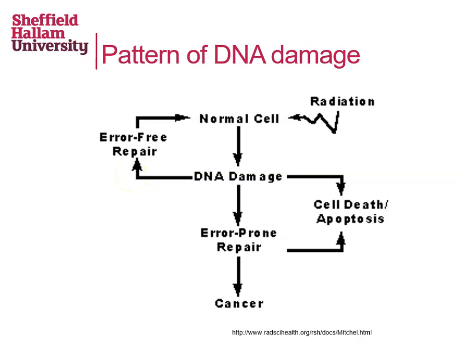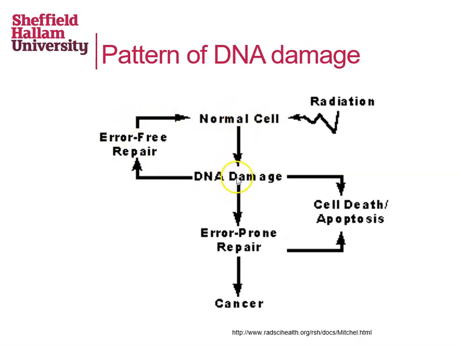That can cause a replication fork to collapse, and that can then be pieced back together without making any mistakes whatsoever if it's just a single strand phosphodiester break. And then this cell, once it's repaired the damage, will undergo error-free repair. It will come back to be a normal cell.